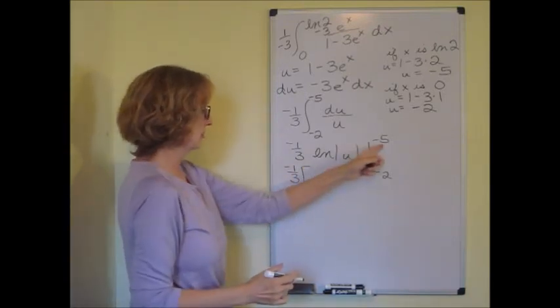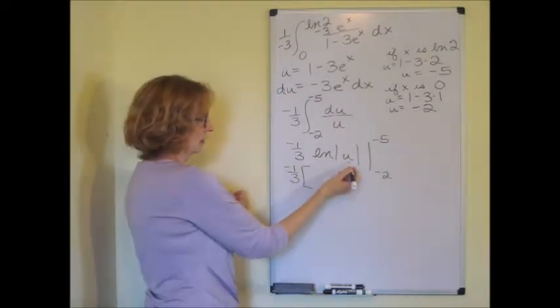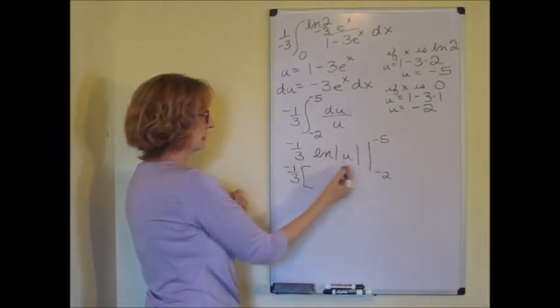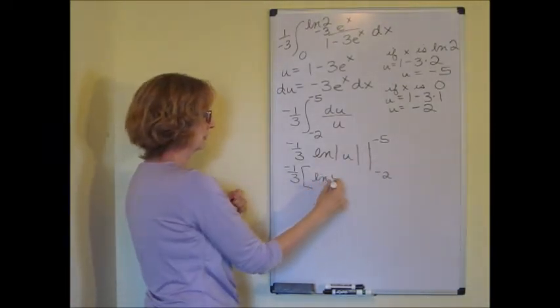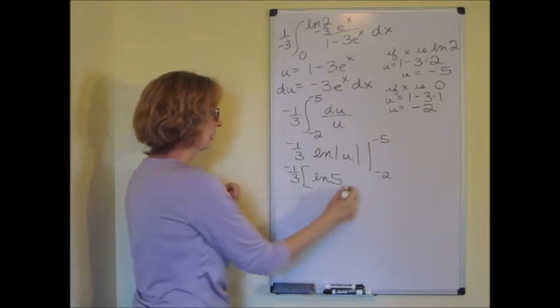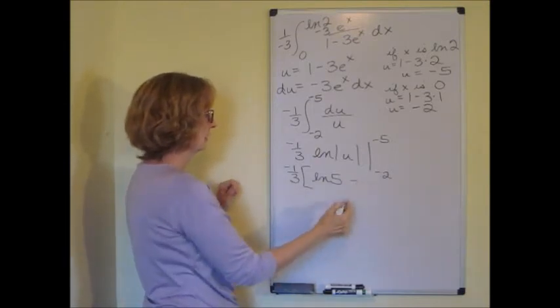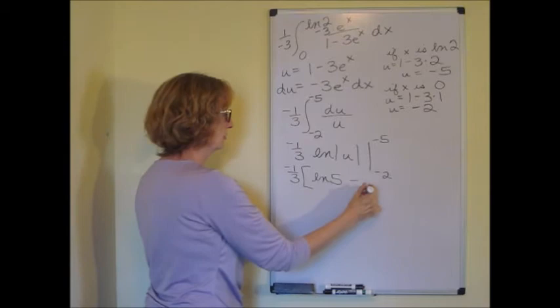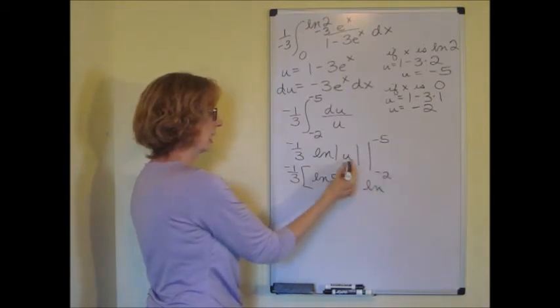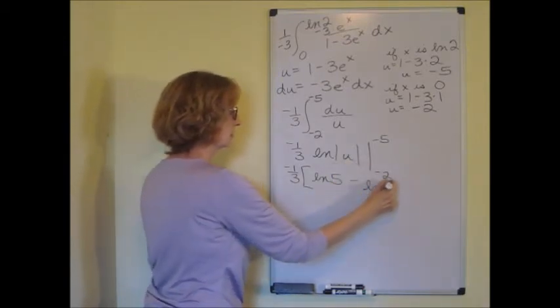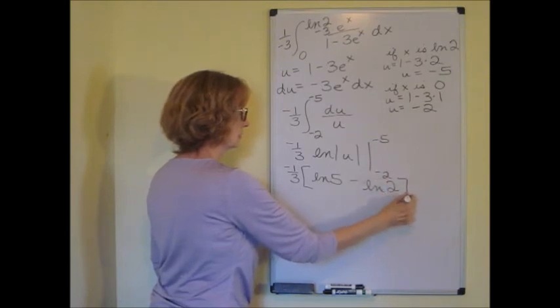So first pop in that -5. When I take the absolute value, that's going to be the natural log of 5. Minus. And then when I pop in that -2, that's going to be the natural log. Well, the absolute value is +2. This is what I'll have.